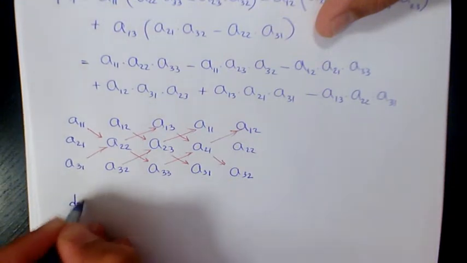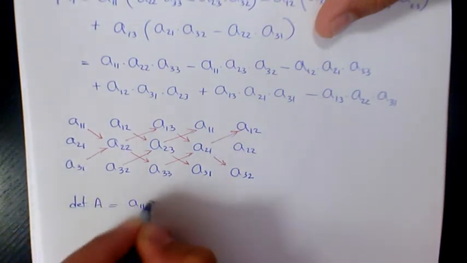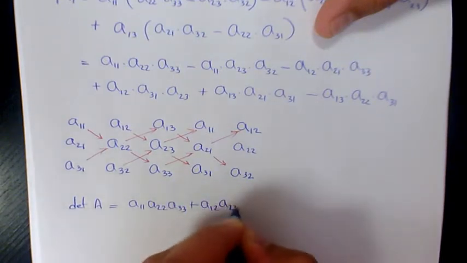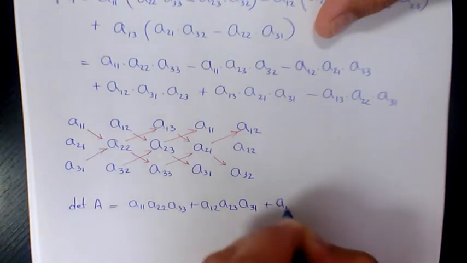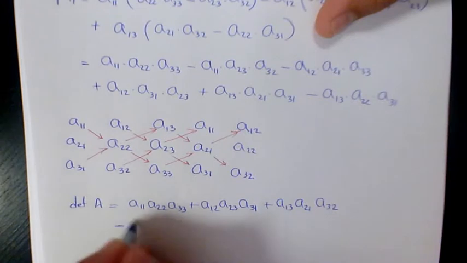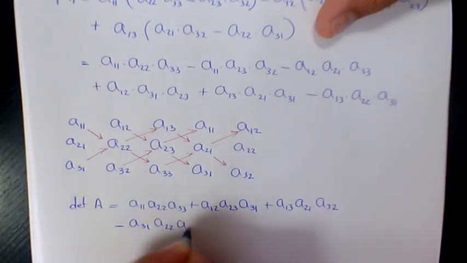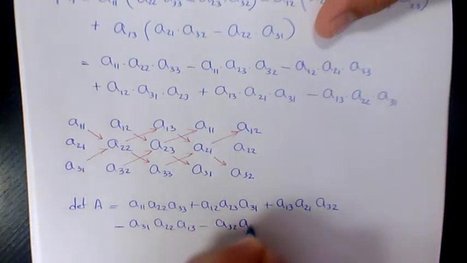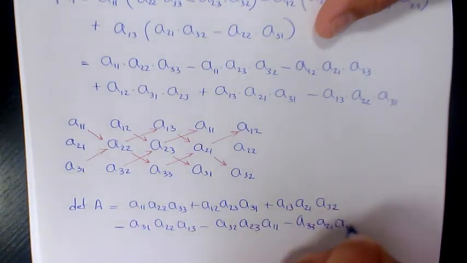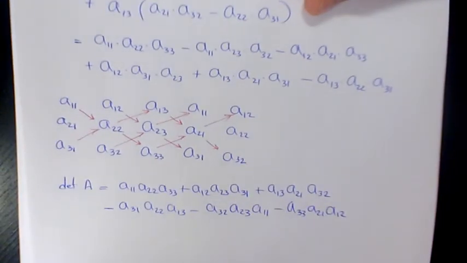So I'm going to list it here. The determinant of A is going to be A11, A22, A33 plus A12, A23, A31 plus A13, A21, A32 minus A31, A22, A13 minus A32, A23, A11 minus A33, A21, A12. That's the determinant of this matrix using the series diagram.